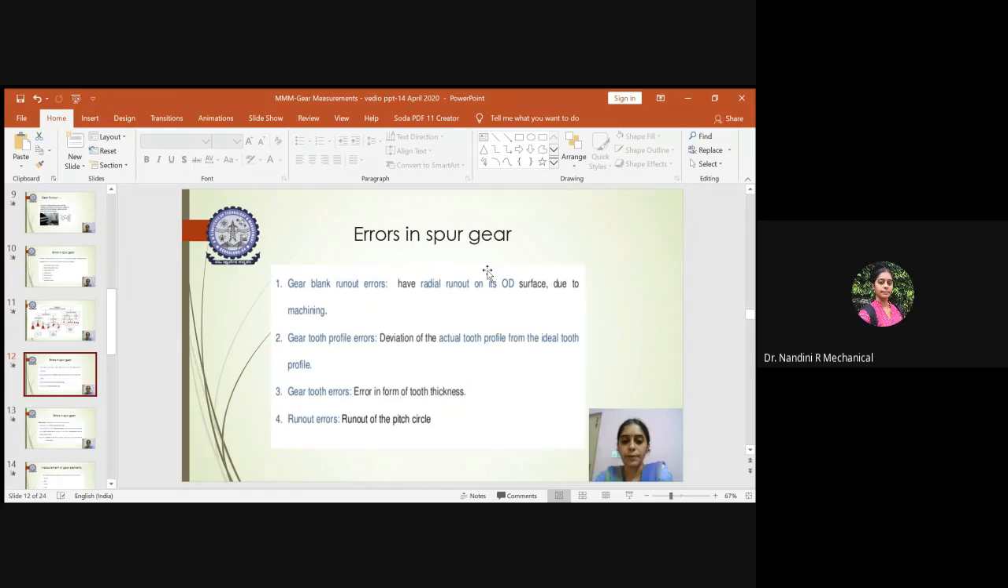So then we dealt about exactly how to overcome these gear blank runout errors, gear tooth profile errors.